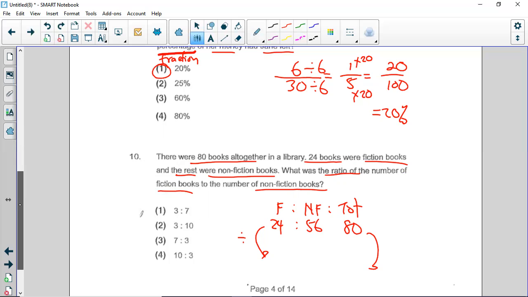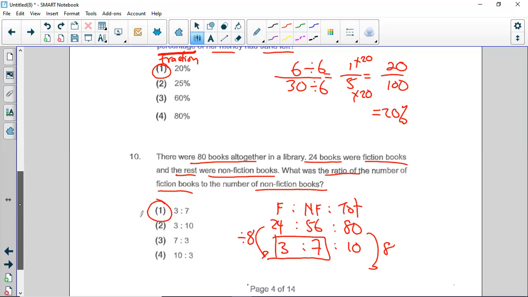So you can actually divide by 8, right? See whether you can divide by something bigger, and you will get 3:7:10. So what's the ratio of the fiction to the non-fiction, which is 3:7. So your answer is number 1. Okay, so these are all your 1-mark questions, and supposedly quite easy to score.